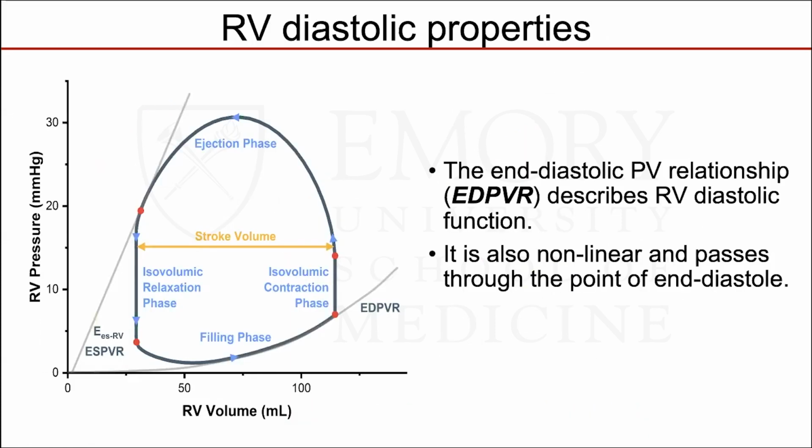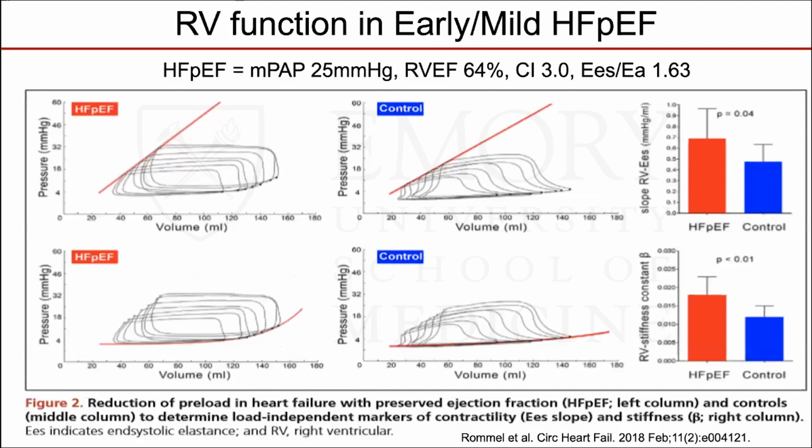Then we can also look at RV diastolic properties, which is the end diastolic pressure volume relationship. It is nonlinear and passes through the point of end diastole. Specifically in patients with heart failure with preserved ejection fraction, you can see that the contractility actually is not very different in these patients, but the RV stiffness is increased in HFpEF patients. So that is why they have decreased stroke volume despite a hypercontractile ventricle.